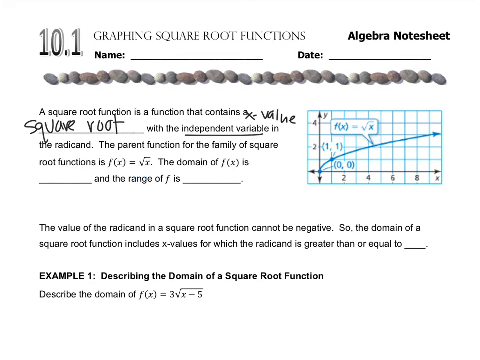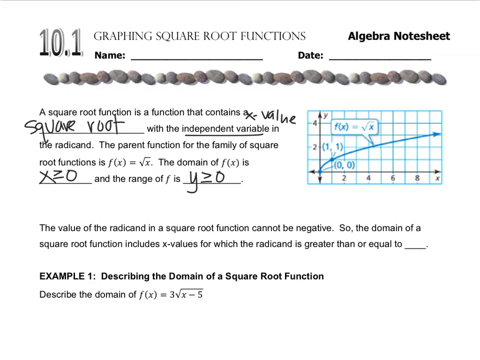Now, the domain for this specific function over here, for example, f of x equals radical x, the domain is x is greater than or equal to 0, because you can see that there's no x values on the graph that are in the negatives, and the range is also in the positives, so the range over here would be y greater than or equal to 0. Obviously, if there's some sort of shifting, then it would change.